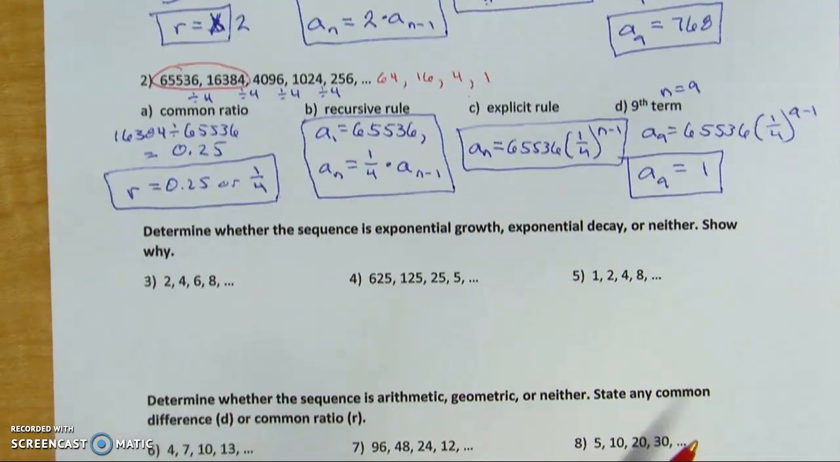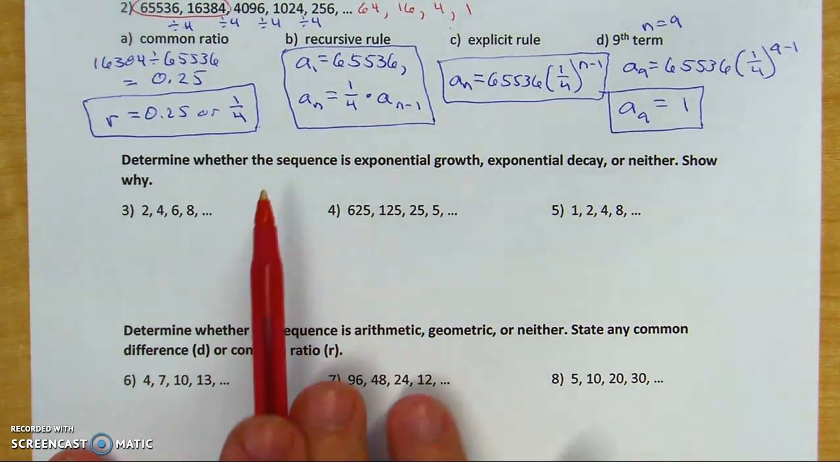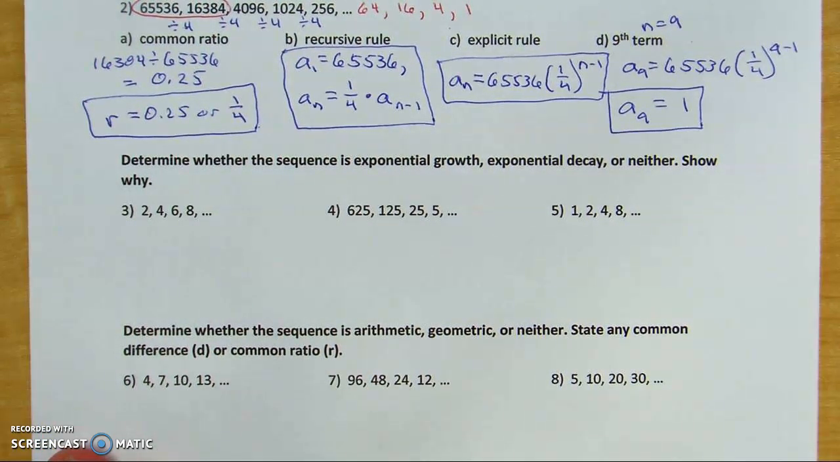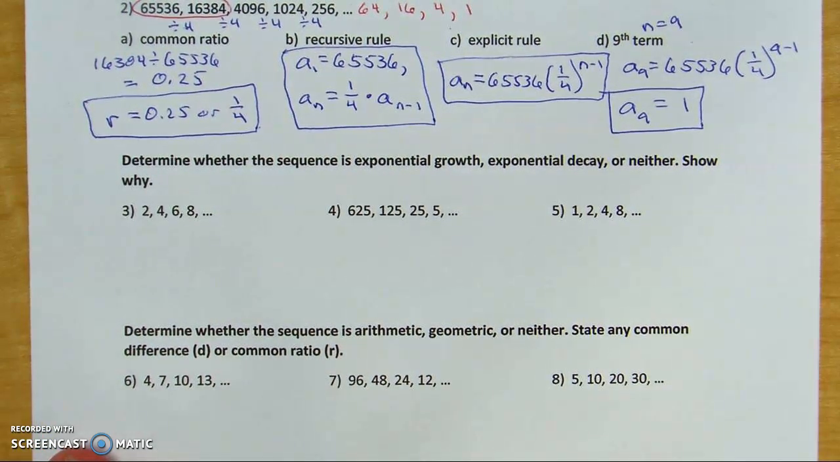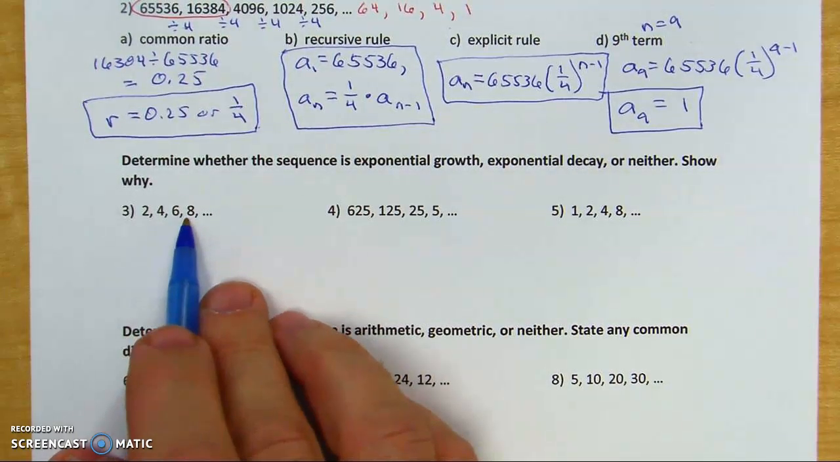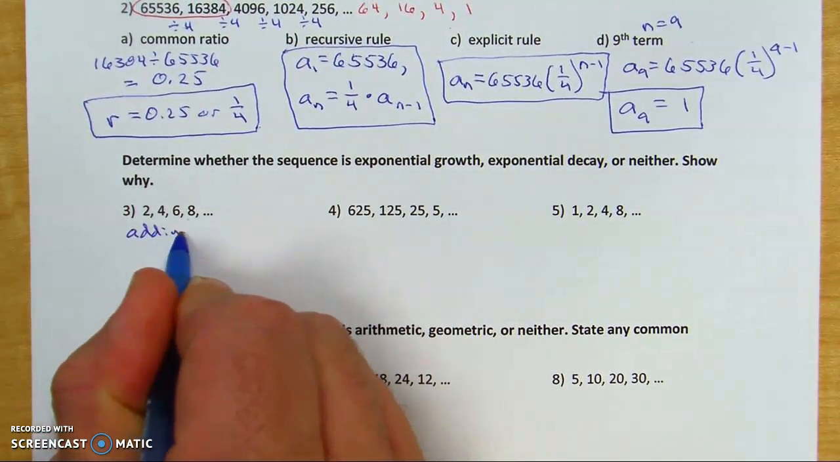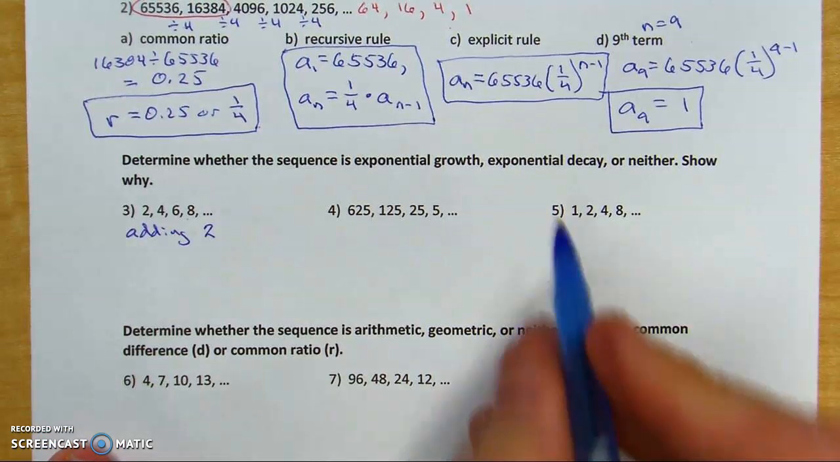All right, in this next section, I'll slide it right there. Determine whether the sequence is exponential growth, exponential decay, or neither of those. And then it says to show why. So on this first one, notice it's 2, 4, 6, 8. That is a sequence, but it happens to be arithmetic. We are adding. And in fact, we're adding 2 on that one.